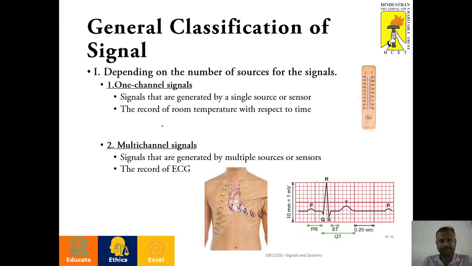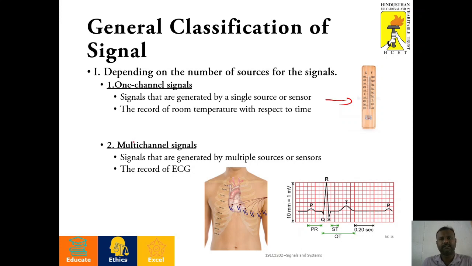Depending on the number of sources, the signal can be classified into two groups, one channel signal or multi-channel signal. One channel signal is the signal which is generated by a single sensor or single source. An example is temperature measurement of a room. If we have only one sensor, such a signal is called a one channel signal because the information is coming from only one source.